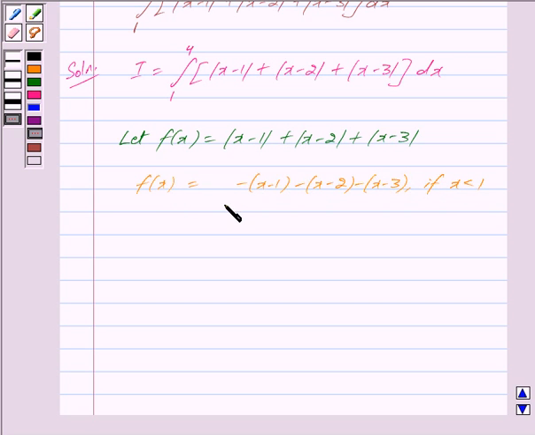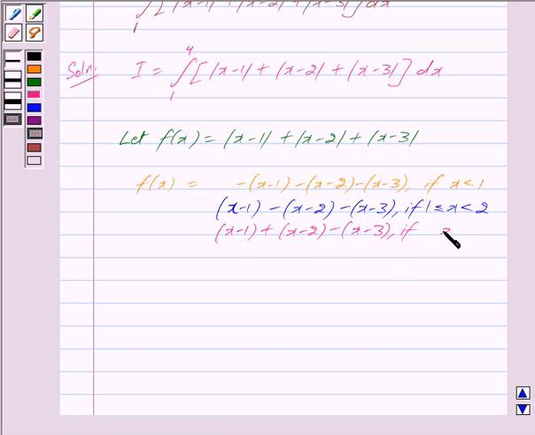f(x) is equal to (x - 1) - (x - 2) - (x - 3) if x is greater than or equal to 1 and less than 2. f(x) is equal to (x - 1) + (x - 2) - (x - 3) if x is greater than or equal to 2 and less than 3. And f(x) is equal to (x - 1) + (x - 2) + (x - 3) if x is greater than or equal to 3.